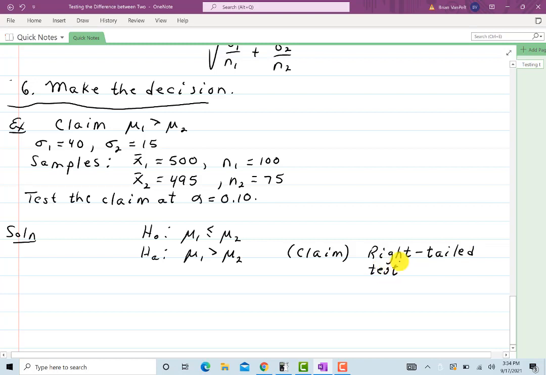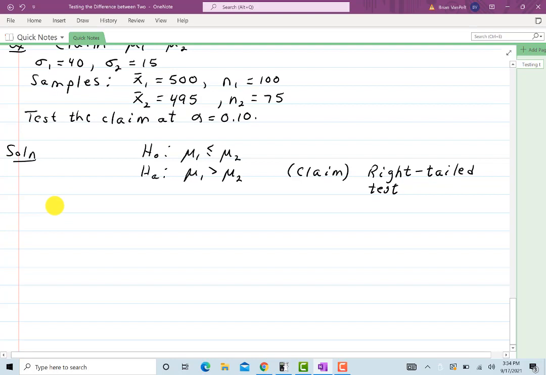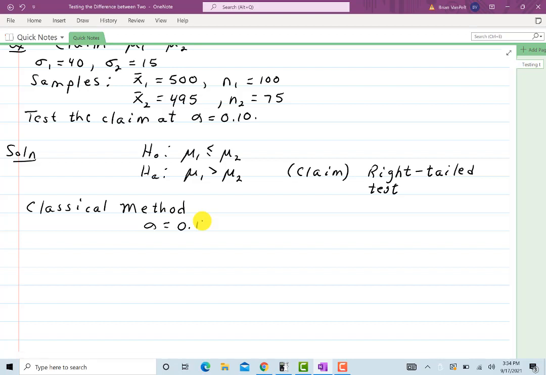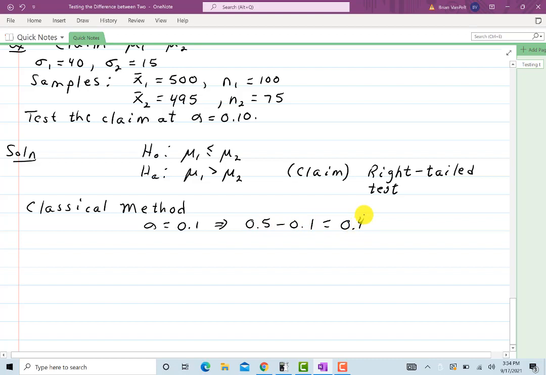Now, as per usual, in the classical method, let me write that first. We start with alpha, but now since it's a right-tailed test, we want the amount of area that is to the right of wherever the critical region begins. So with that in mind, we have a right-tailed test, alpha is equal to 0.1. We know that we need to take 0.5 minus 0.1 to get 0.4. That's the number I'm going to look up in the table.